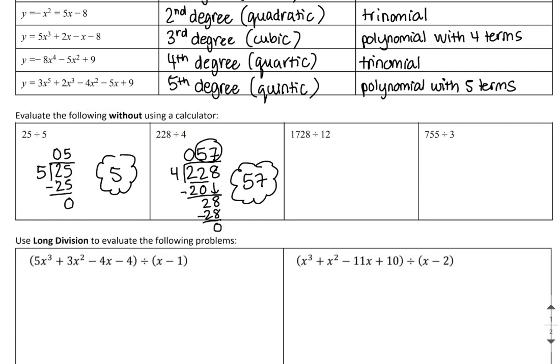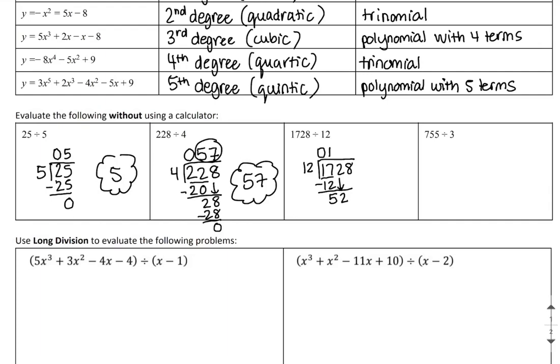For this next one, I have 1,728 divided by 12. And I'm asking myself, how many times does 12 fit into 1? 0 times. So then I go to 17. How many times does 12 fit into 17? It fits in 1 time. I'm going to subtract 12, and that's going to give me a remainder of 5. I bring down the next number, the 2.